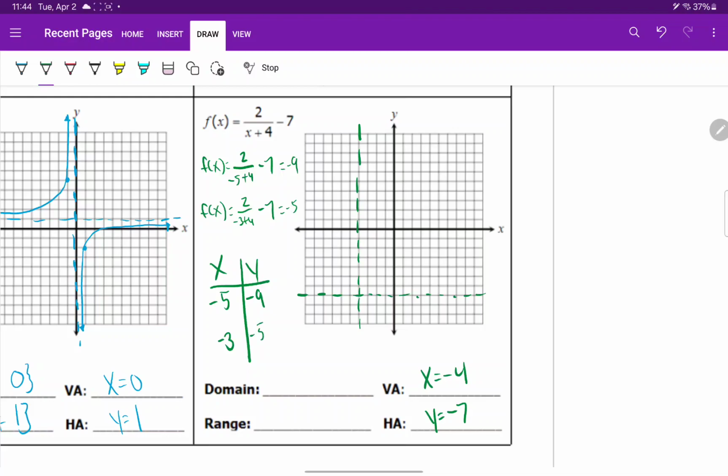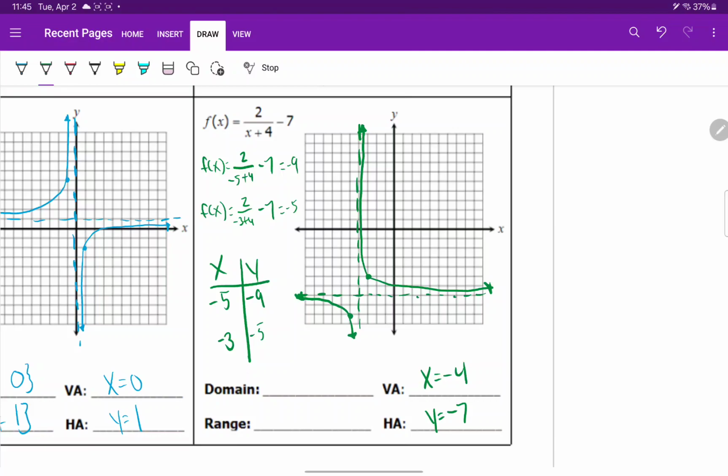All right, let's go ahead and plot these points. So we have the first one at negative 5, negative 9. So negative 5, 1, 2, 3, 4, 5, 6, 7, 8, 9. And my second one is at negative 3, negative 5. So negative 3, 1, 2, 3, 4, 5. And then we get close to the asymptotes without crossing with our branches. And again, you'll see it is in quadrants 2 and 4.